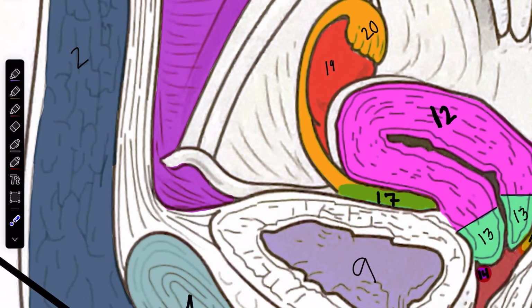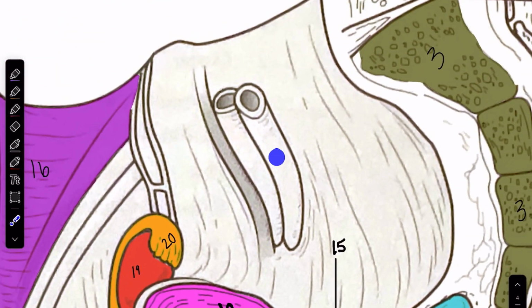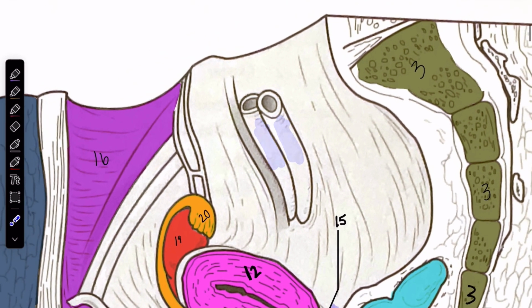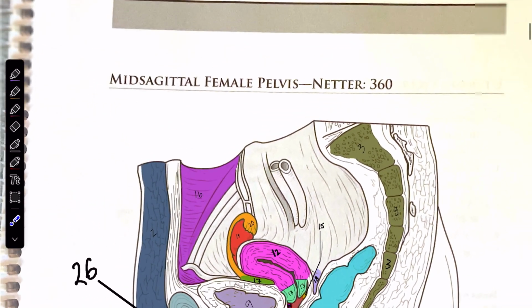A couple of other things. This right here is what's known as your round ligament of the uterus. We covered that this is your fimbriae, and this is going to be the ampulla right here. This is going to be your common iliacs, both vein and artery. I think that's it for this one.